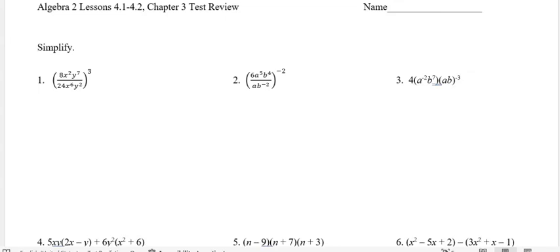All right, this is the review sheet for the test coming up, covering lessons 4.1 and 4.2, and then most of chapter 3. So let's get right to it.